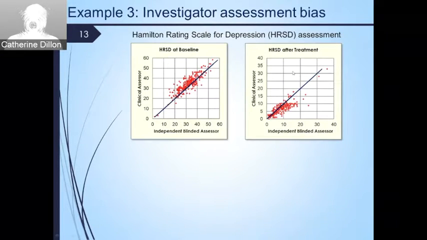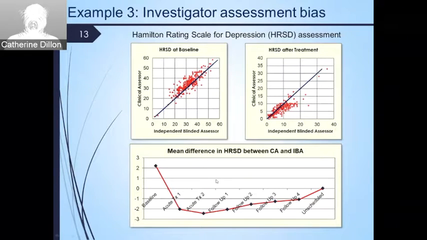After treatment, they came in lower. So on average, at baseline, the clinical assessor rated the assessment 2 points higher than the blinded assessor. And after treatment, the clinical assessor was rating the HAM-D 2 points lower than the blinded assessor. Okay, and this difference is really close to the treatment effect that we were trying to detect in the first place.